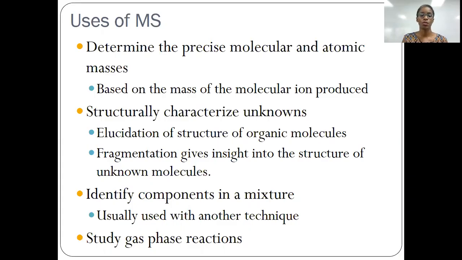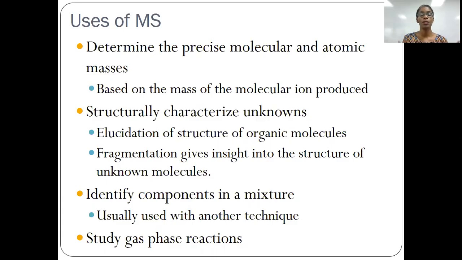But we also use it for structural determination. That's the main purpose of it. It allows us to determine the structure of certain molecular compounds. We also use it for elemental and atomic analysis, and we've seen the data of that. But what we're focusing on now is the molecular aspect of it. So it helps us determine the precise molecular and atomic masses. It allows us to characterize the structure of some unknown compounds.